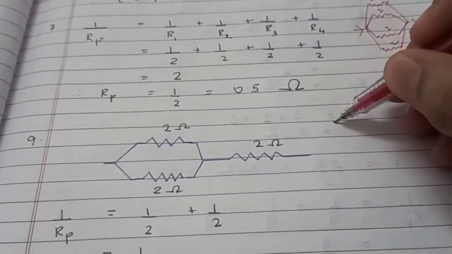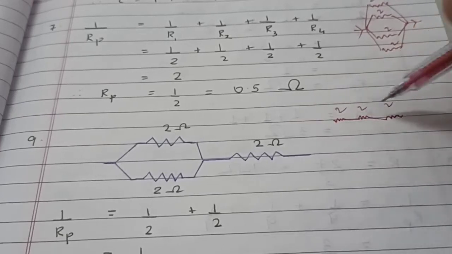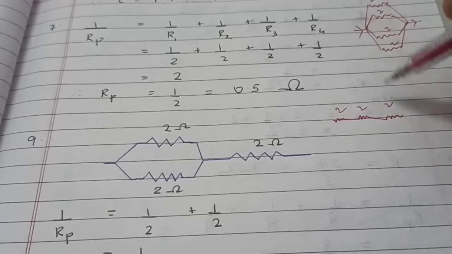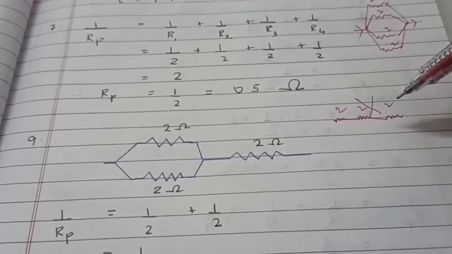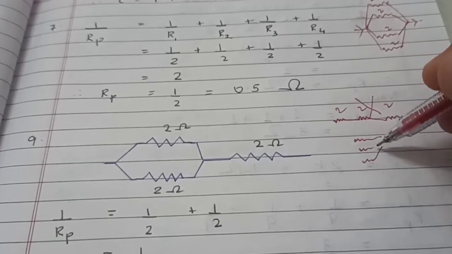3 2 ohm resistors. What if all of them were in series? 2, 2, 2. Then the total resistance would be 6 ohm. Definitely that's not the case here, because here the total resistance is 3 ohm. What if all of them were parallel to each other?